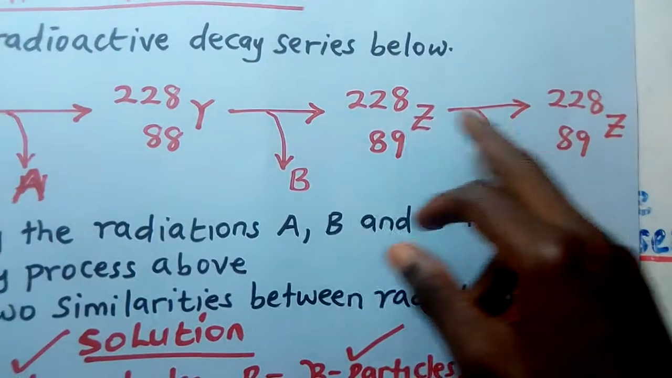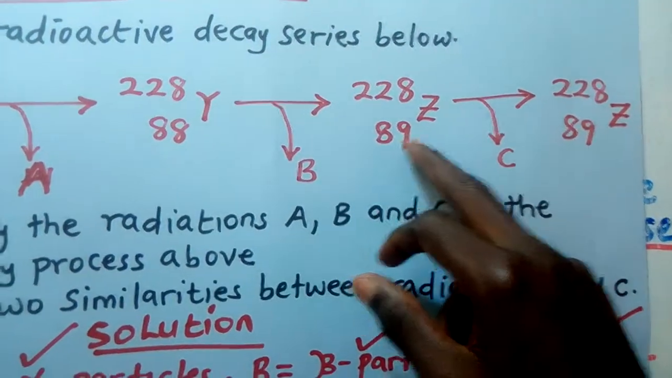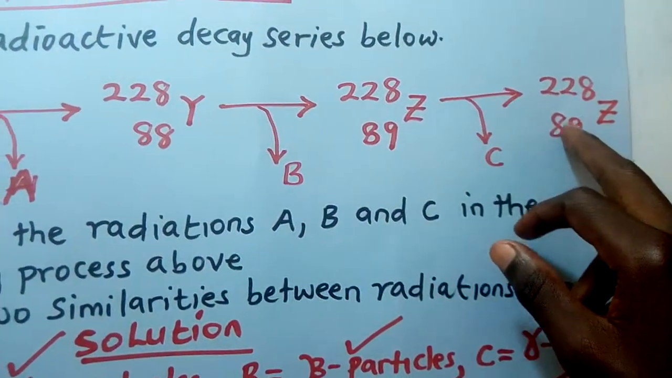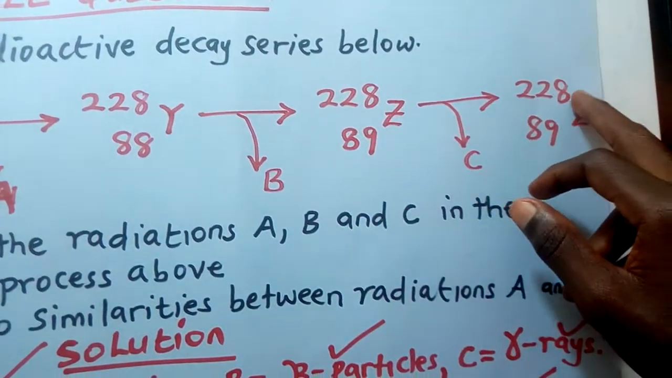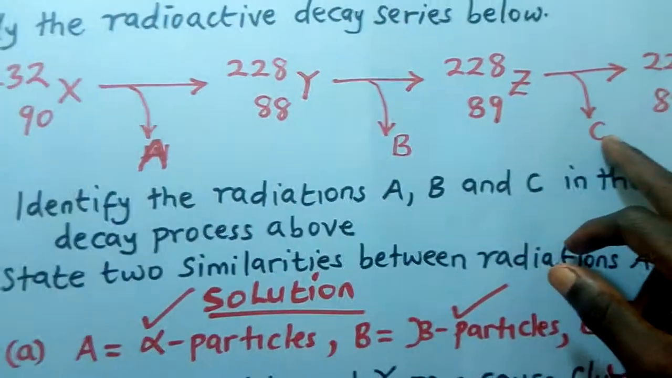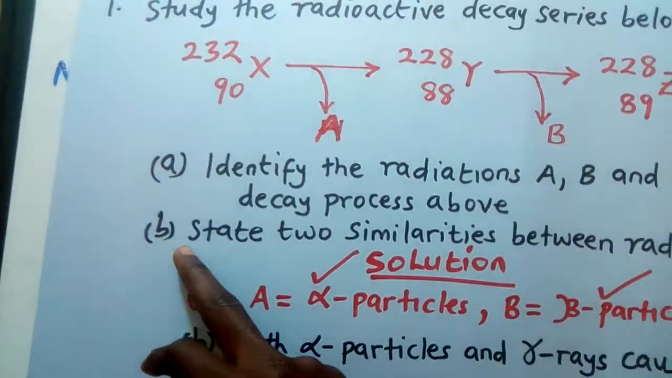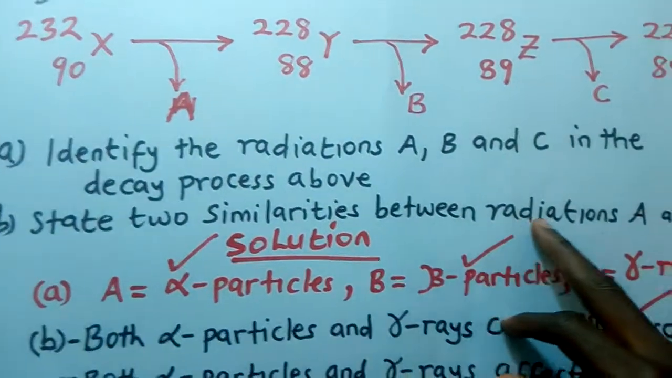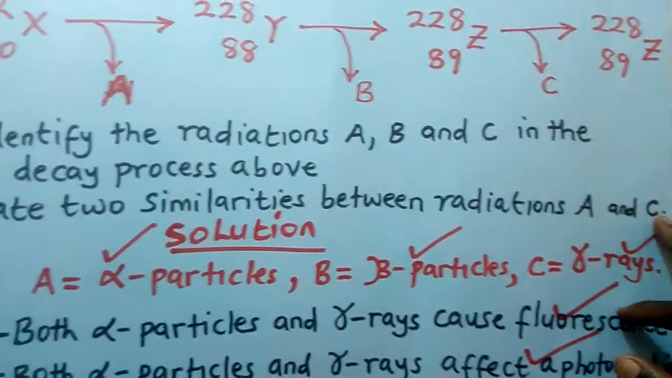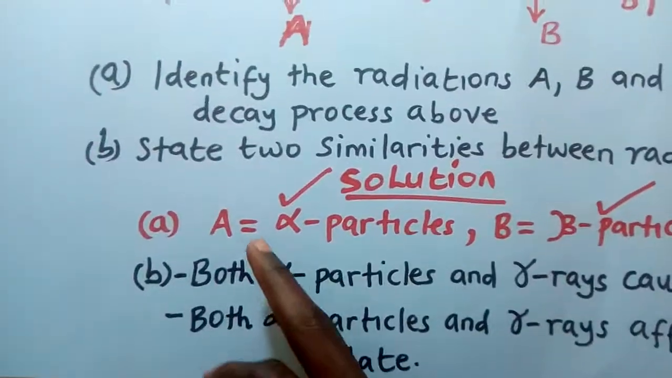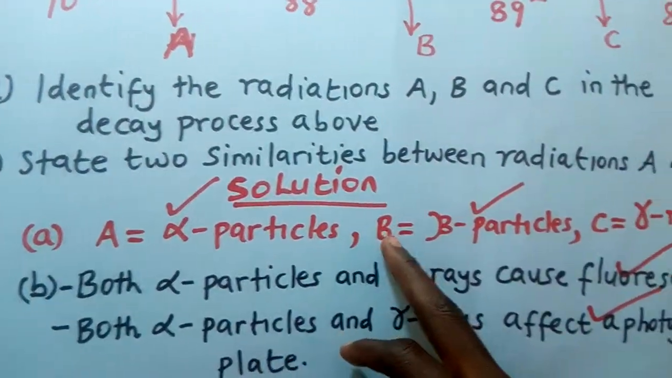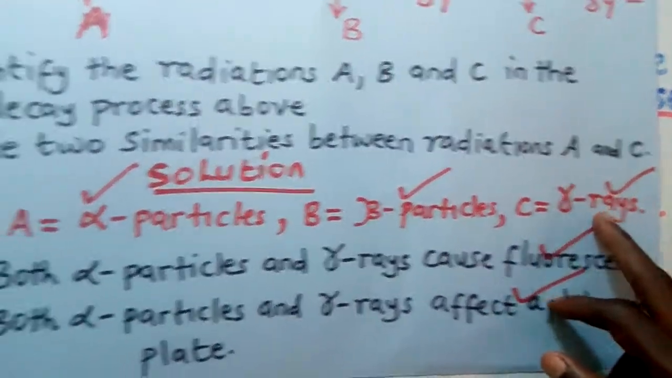Look at this, the parent and the daughter. The atomic number does not change, 89, 89. The mass number also does not change. So this should be gamma rays. So that will be the solution. Then B, state two similarities between radiations A and C. So in the solution, we said A is alpha particles, B is beta particles, C is gamma rays.